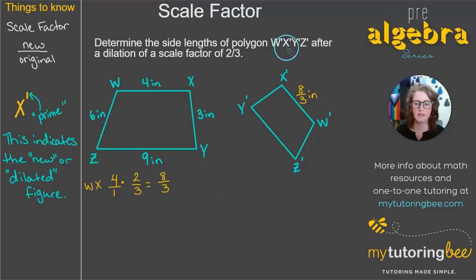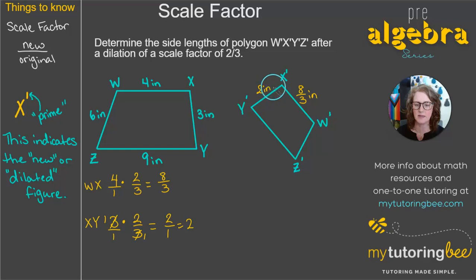I started with that WX side length. I'm just going to keep going around this polygon, and we're going to go to XY next. So here we go with XY. We're going to start off with 3 inches, and then multiply again by that 2/3. Create a fraction with that 3 by placing it over 1. We can do some cross canceling on this one. So we wind up with 2 over 1, which is 2. So X prime Y prime is 2.